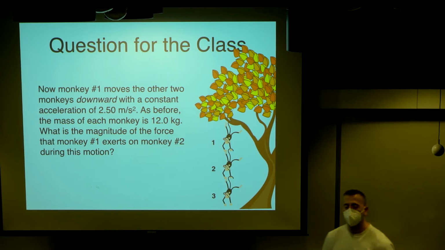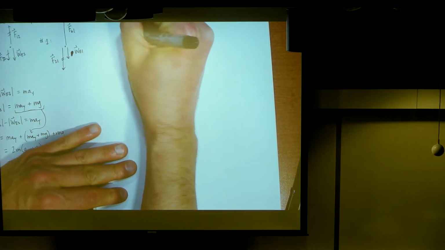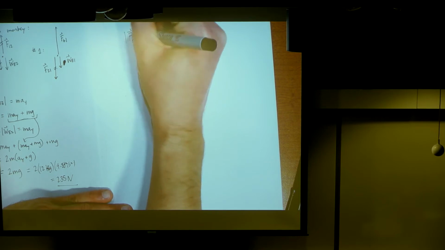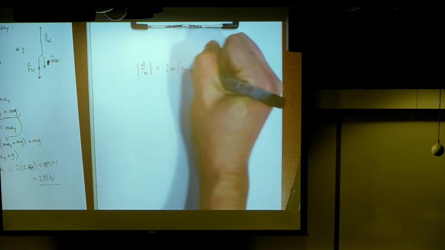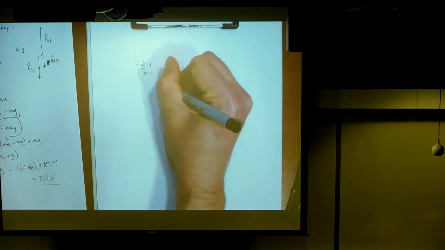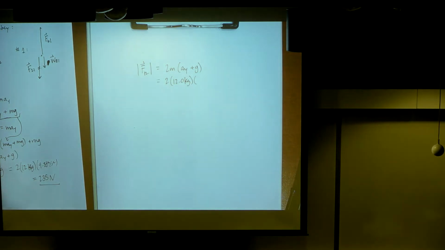All right, so what are we getting? 175.2. Yeah, I think I agree with that. 175 newtons of force, so less than before. Okay, let's work this one out. So again, we've set up most of the work we need to answer the question. So we have F1, the magnitude of that force, is equal to 2m times ay plus g. So we'll take 2 times the mass, which is 12 kilograms. Okay, what should I put in for ay?